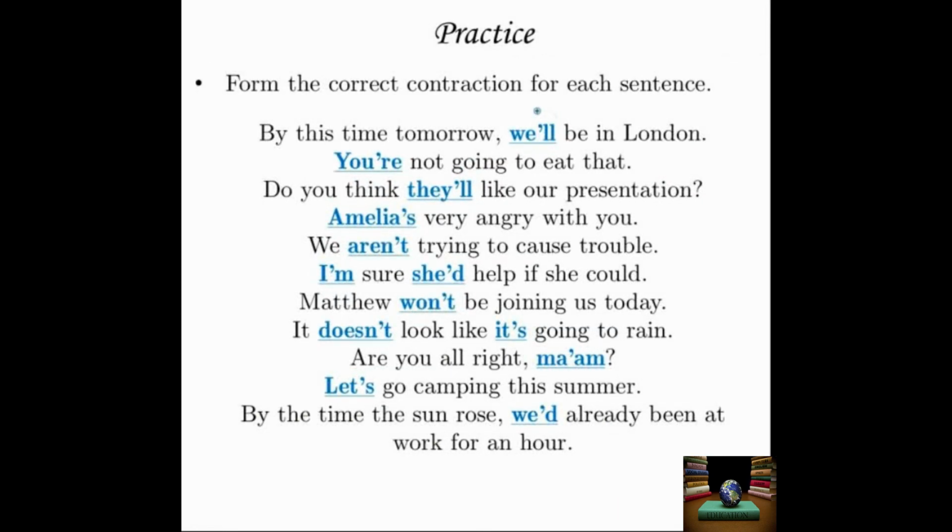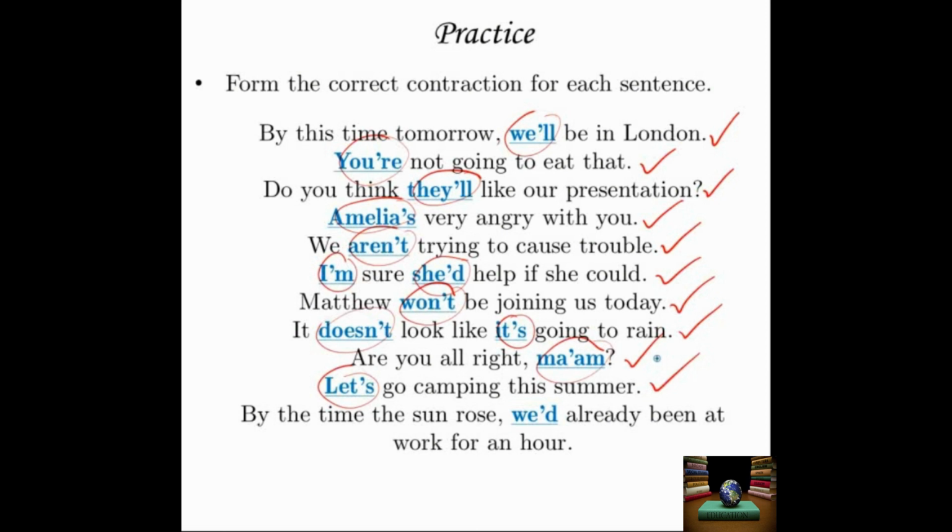By this time tomorrow, we'll be in London. You're not going to eat that. Do you think they'll like our presentation? Amelia's very angry with you. We aren't trying to cause trouble. I'm sure she'd help if she could. Matthew won't be joining us today. Remember, that's your exception contraction. It's not willn't, it's won't. It doesn't look like it's going to rain. Are you all right, ma'am? Let's go camping this summer. And by the time the sun rose, we'd already been at work for an hour. And that's all for this lesson.